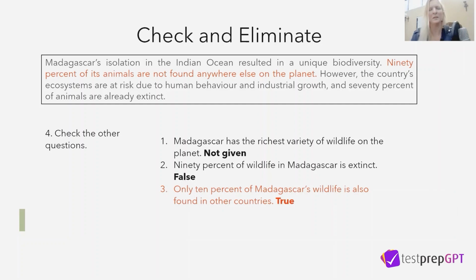Number 2, 90% of wildlife in Madagascar is extinct. False. Why? Because in the last sentence we read 70% of animals are already extinct. So that's quite an easy one because the statement is clearly a contradiction of the text. So again, what are the qualities you need to get these answers? You need to have a good eye for detail, to be focused, and to have a good understanding of vocabulary. So that's why practicing your reading is very, very important.